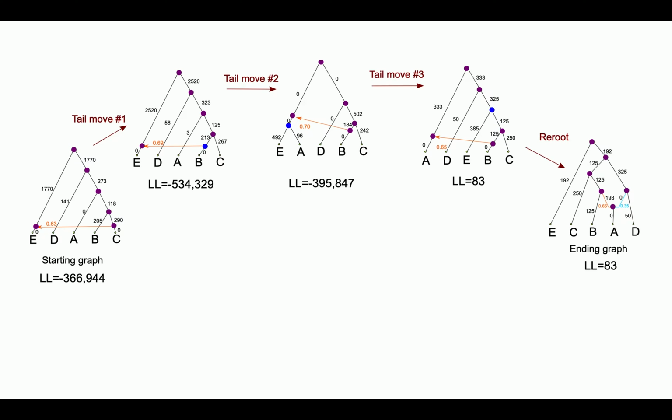Now, this is one such sequence of 3 tail moves. It's important to notice that for this sequence, the likelihood score of the graph after doing tail move 1 is worse than that of the starting graph. So in a strictly hill climbing approach, we would not choose to do that tail move.